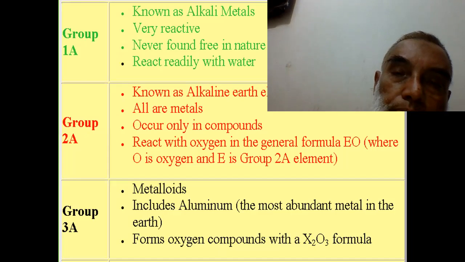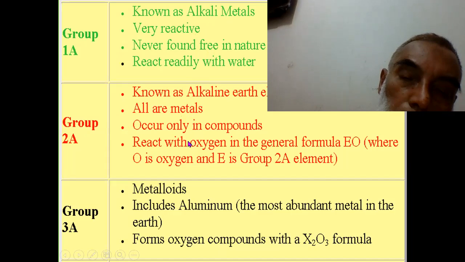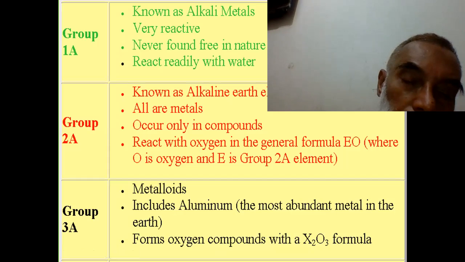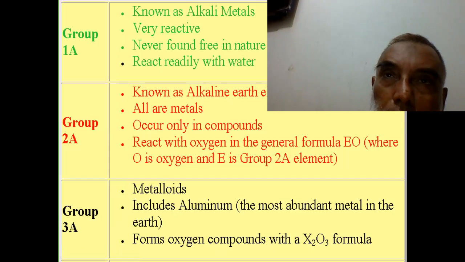So in group 1A, it is known as alkali metals group. These are very reactive, never found free in nature. They react readily with water and explode. Group 2A, known as alkaline earth metals, these are also reactive. These metals occur only in compounds, and react with oxygen with the general formula EO. Then metalloids, these are in between metals and non-metals, and though they show metallic properties, they also sometimes behave like non-metals.